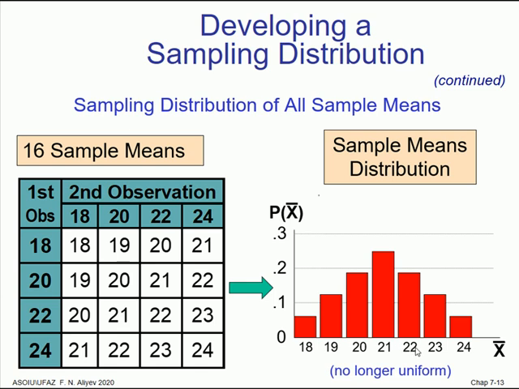And again, it starts decreasing. For 22, it's 3 over 16. For 23, it's 2 over 16. And for 24, it's 1 over 16. You see, the sample mean probabilities start increasing, and then after the maximum, they start decreasing. We take here sample size 2, and its graph looks like a bell.